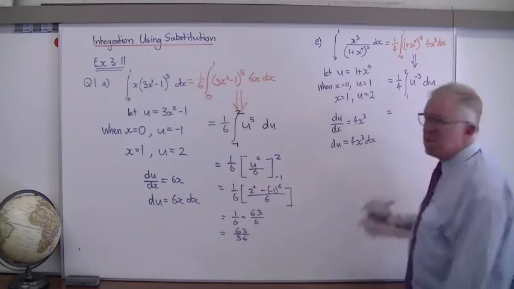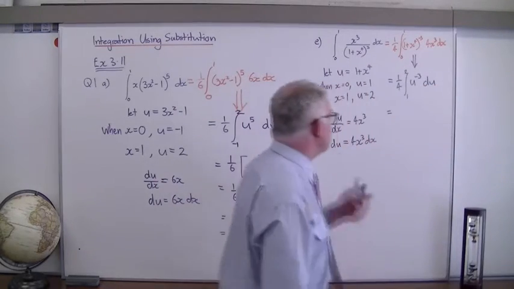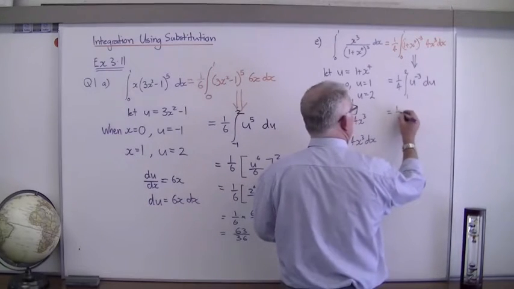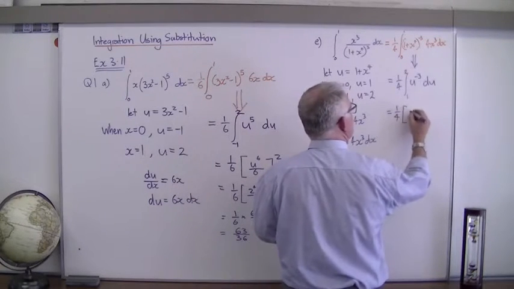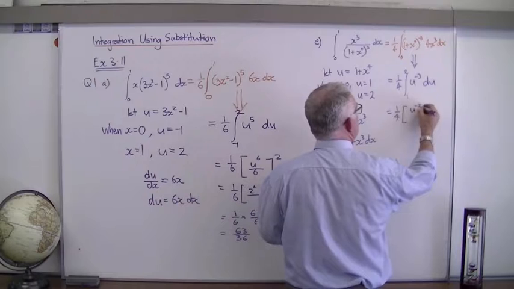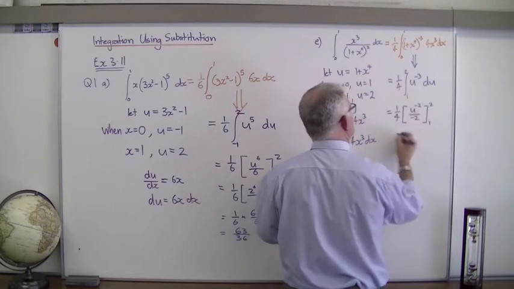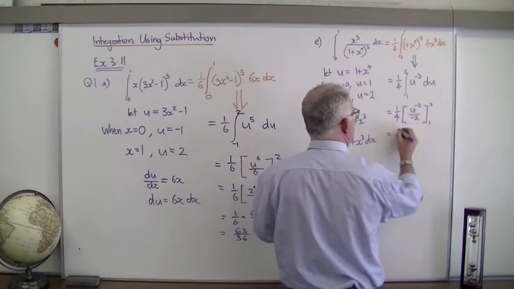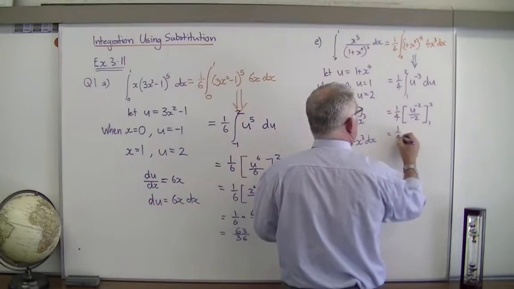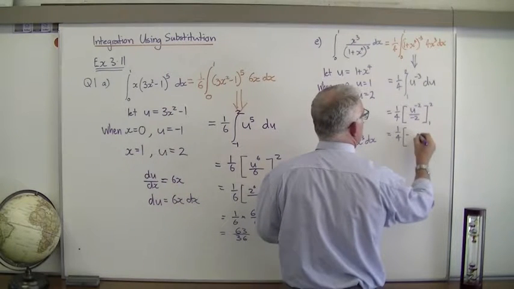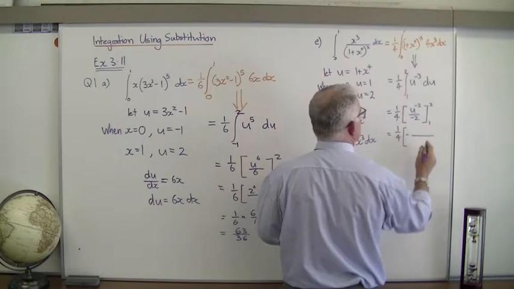And now, once again, that's not a hard integral to do, is it? That's not very hard at all. We'll put the 1/4 out the front. This will be u to the power of minus 2 on minus 2 from 1 to 2. And that will be 1/4 outside of the negative.